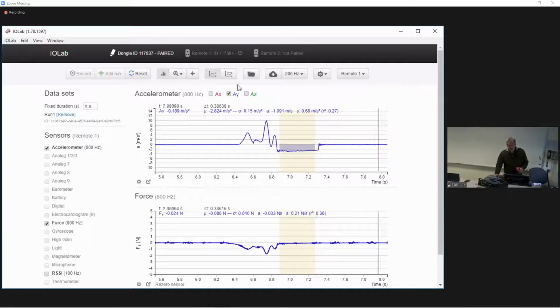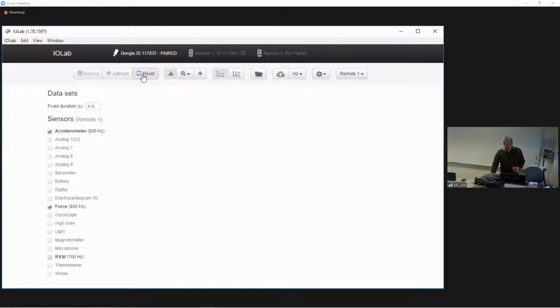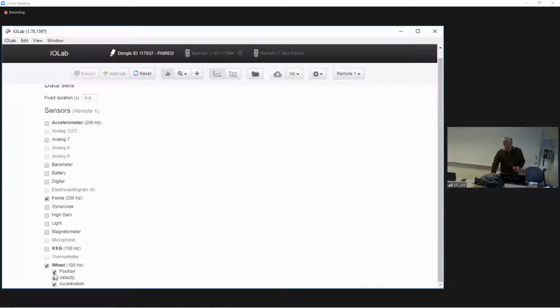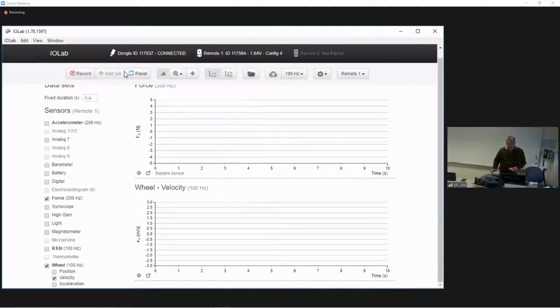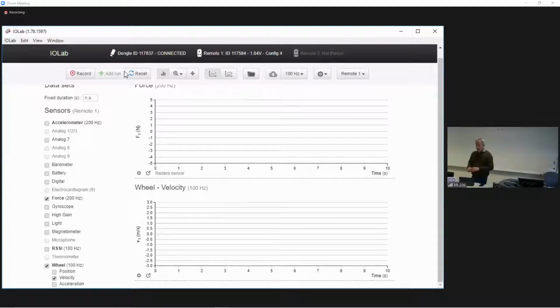So in the first part of the lab, can I still see my iOLab here? Yeah, let's reset the iOLab. Let's bring up the force and the wheel and just display. Oops, my battery's dying in the iOLab, so I have to turn it on every few minutes.